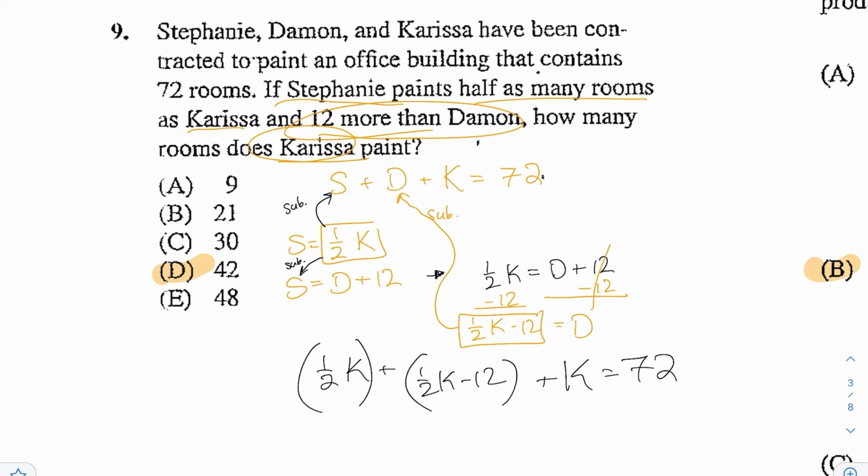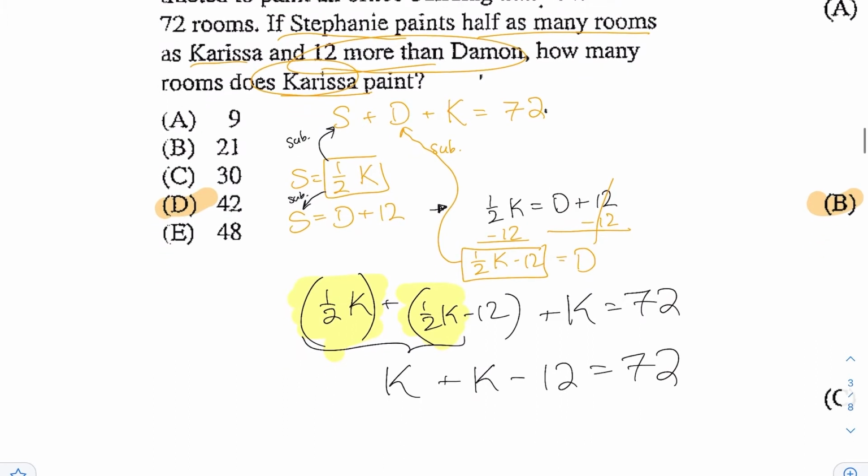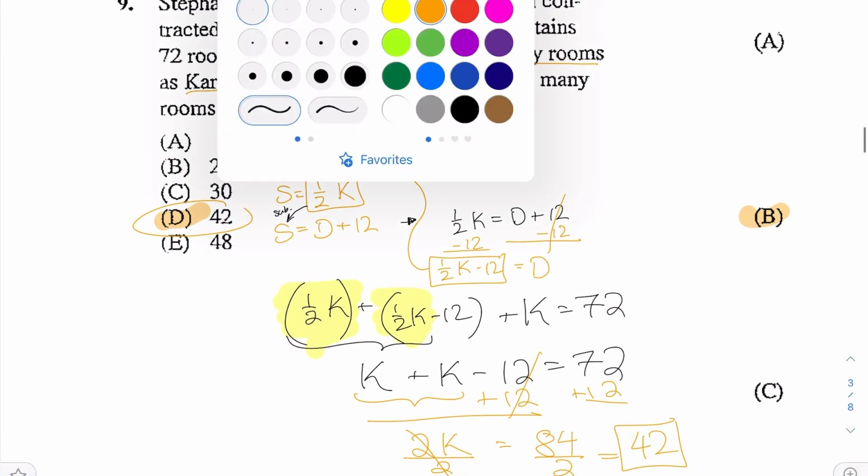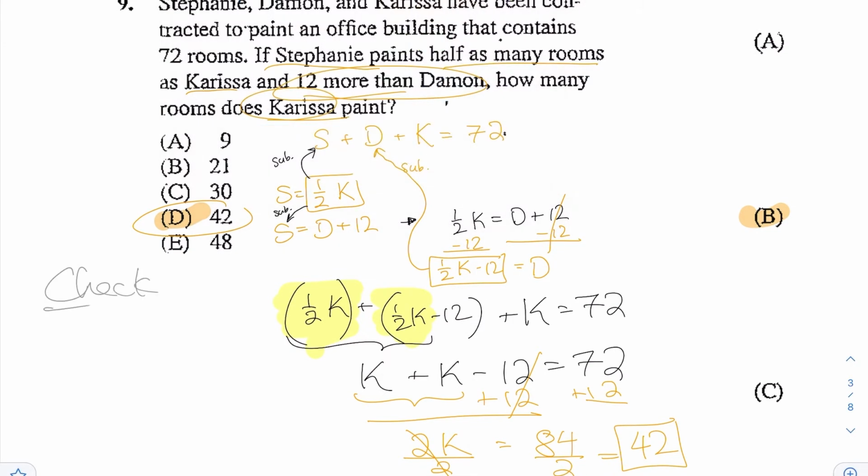Now you've got to combine like terms here. So here, half of K and half of K are like terms. They combine to form just K. And K plus K minus this 12 is equal to 72. You can add 12 to both sides. And K plus K is 2K, so you get 2K is equal to 84. If you divide by 2, K is equal to 42. And that's choice D.